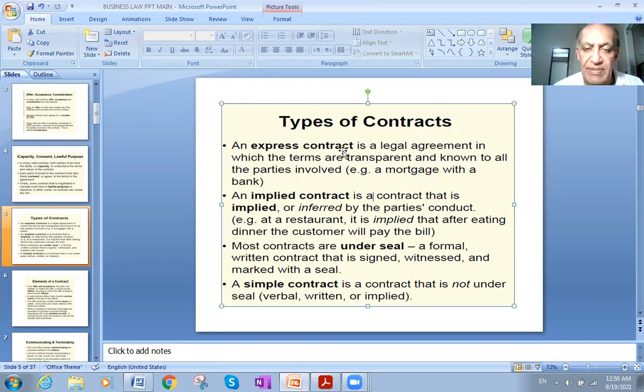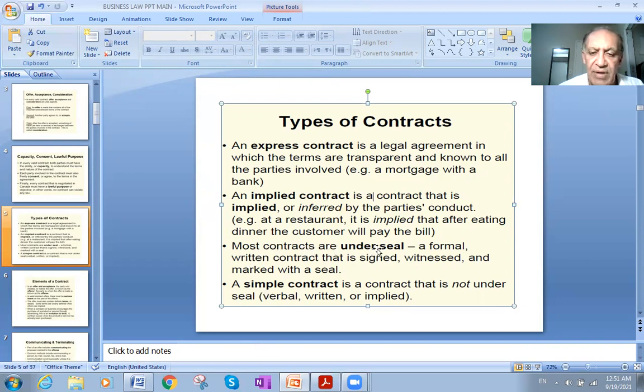We have an express contract, and we also have an implied contract. An implied contract is a contract that is implied. Implied means it is inferred by the parties' conduct. For example, the restaurant. It is implied that after eating dinner, the customer will pay. So it's something logical. You don't have to write it or say it in words, because it's already known to everybody. You go to a restaurant to eat, you know that after you eat, you will pay. So this is a contract, but it's an implied contract. Okay.